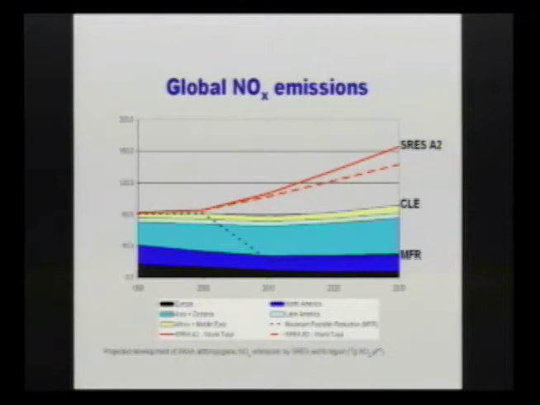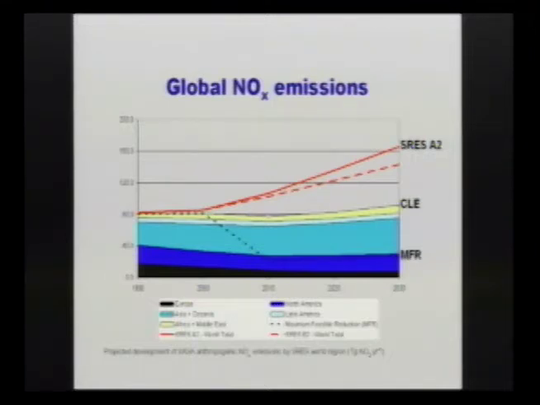Now a number of people are trying to look at scenarios for the future in the emissions of reactive gases, not only on the greenhouse gas, but reactive gases. This is an example, I think that's a document from IIASA, showing the anthropogenic emissions of NOx as predicted beyond 2000. And you see the IPCC scenario showing a relatively large increase.